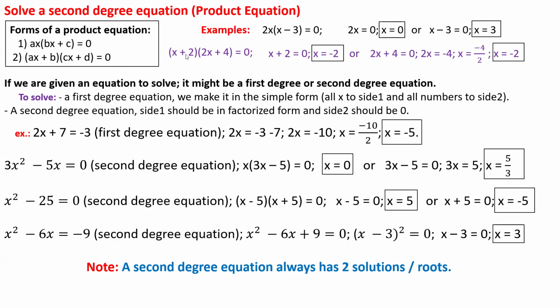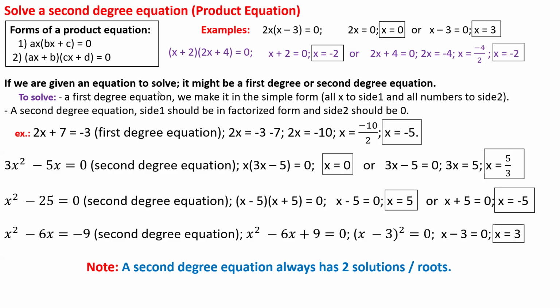Another example, x plus 2 into 2x plus 4 is equal to 0. This is a product equation. On side 2 we have 0. Side 1 is written factorized. This form, we call it the factorized form. So how can I solve it directly? Either x plus 2 is equal to 0, then x is equal to minus 2, or the second binomial 2x plus 4 is equal to 0, then 2x is equal to minus 4. This is a simple form equation. So x equal minus 4 over 2, then x is equal to minus 2.